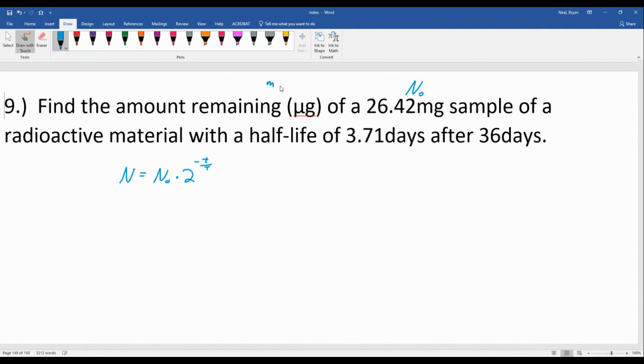So we are going to have to be careful. We need to go at some point from milligrams to micrograms. We can convert that whenever. Yeah, I guess let's do it now. We'll take it over to the corner over here. It's 26.42 milligrams.